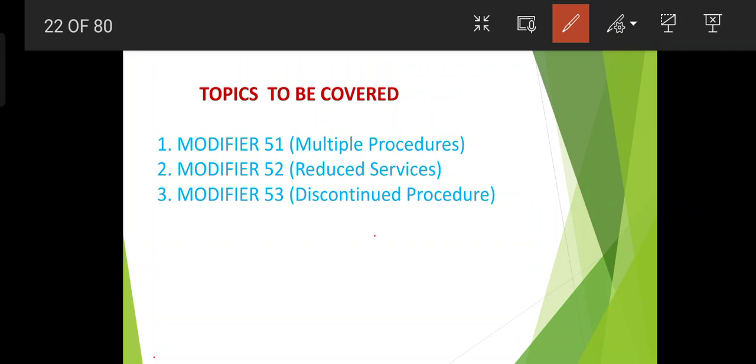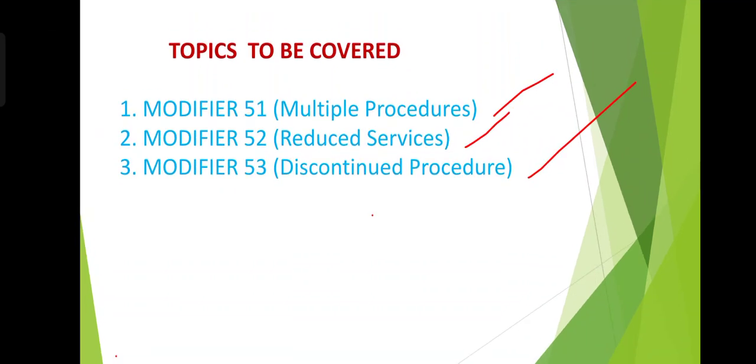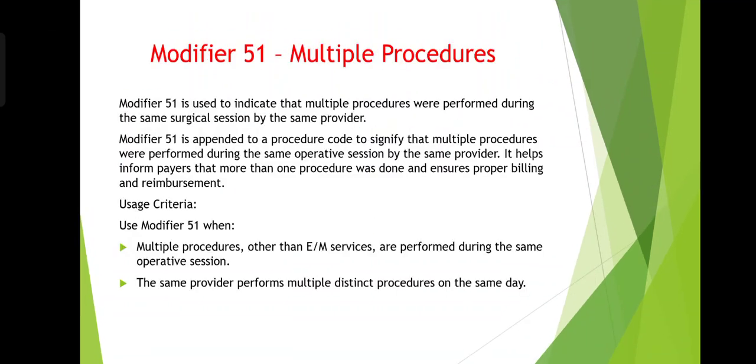Now let's go into today's topic, modifiers 51, 52 and 53. Modifier 51 is multiple procedures, modifier 52 is reduced services, modifier 53 is discontinued services. Okay, let's go to modifier 51. So modifier 51, as we see, is multiple procedures.